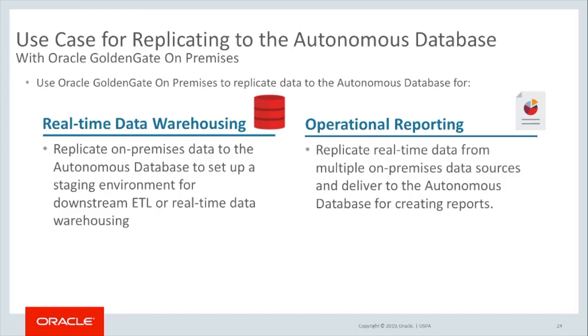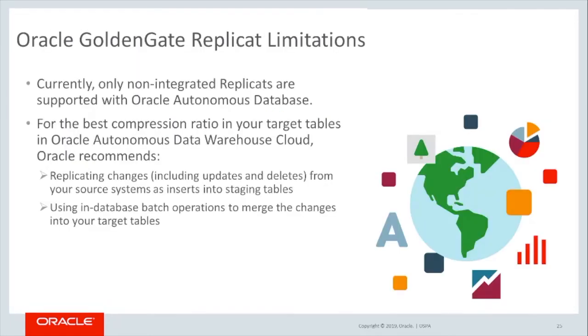The Oracle GoldenGate Cloud Service can also be used to migrate data to the Autonomous Database. There are some limitations of using the GoldenGate replicate process with Autonomous Database. Currently, only non-integrated replicates are supported with Oracle Autonomous Database.